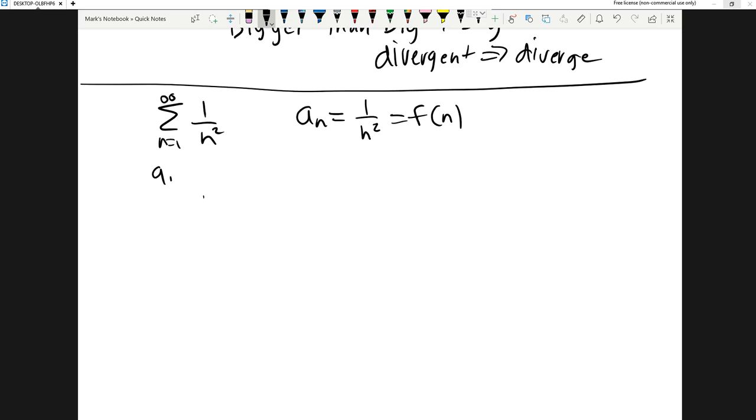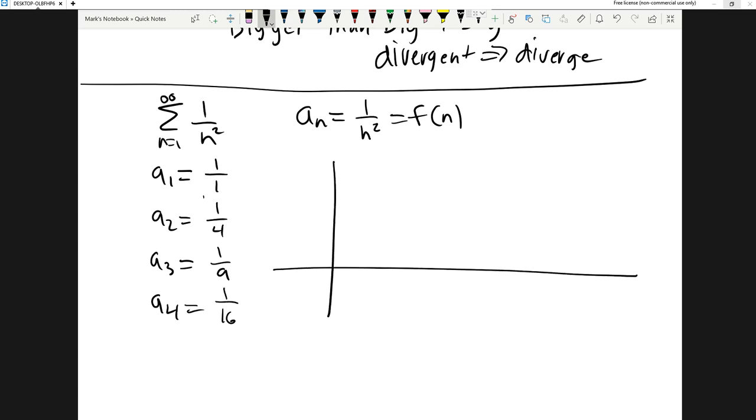Well, we'll first compute our first few terms. A1 would be 1/1 squared, so 1. A2 would be 1/2 squared, which is a fourth. A3 would be 1/3 squared, which is 1/9. And A4 would be 1/4 squared, 1/16. And so when we draw our picture, those are going to be the heights of our rectangles, and the widths of our rectangles will be just 1 as usual.